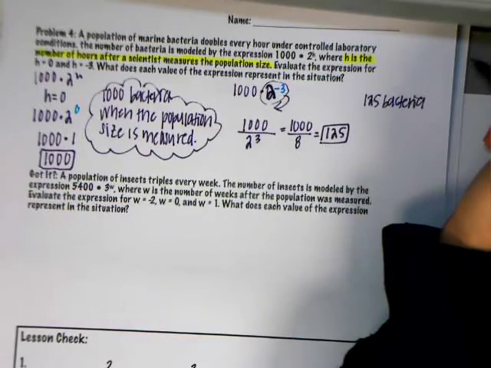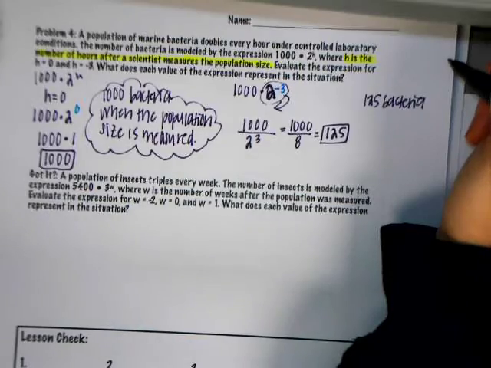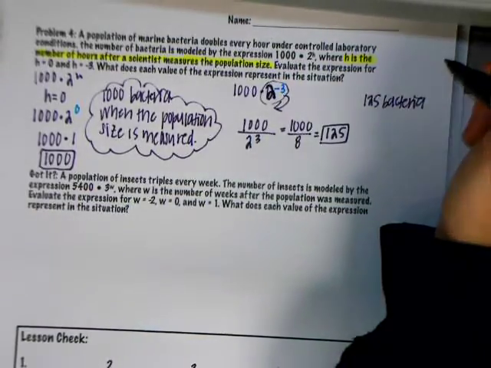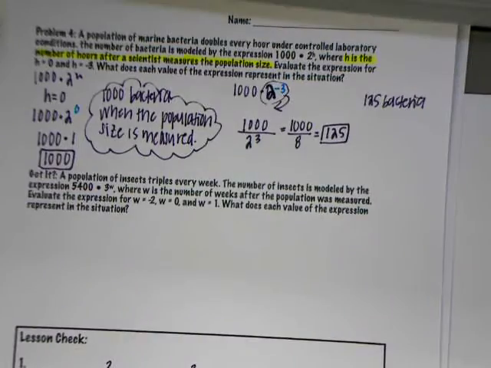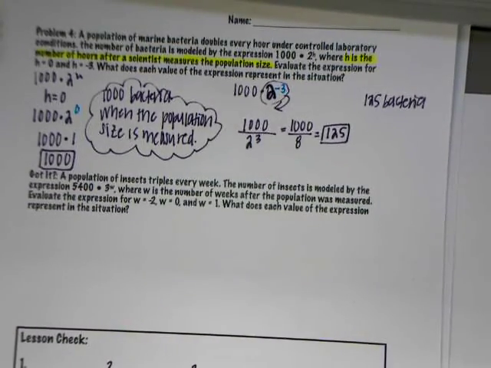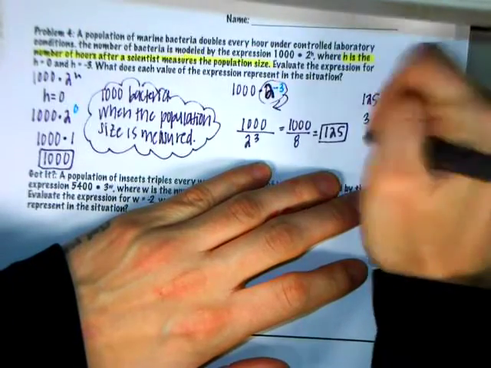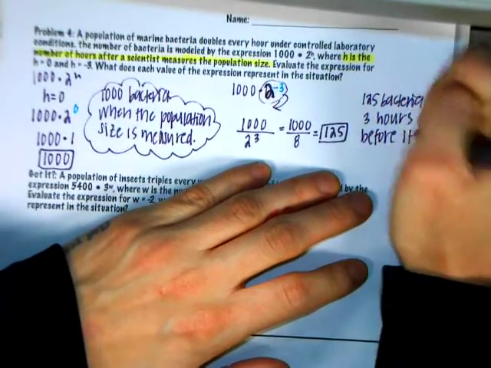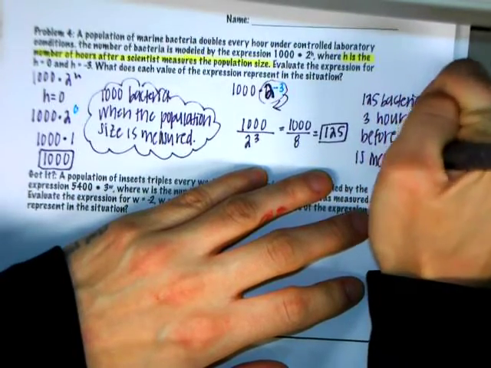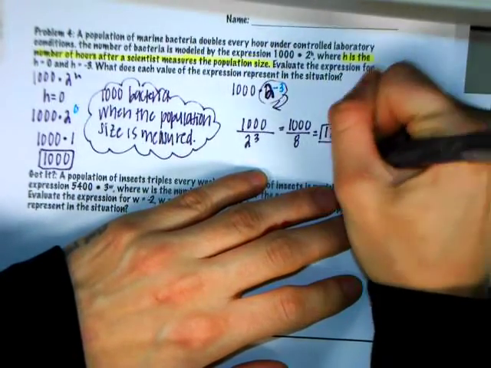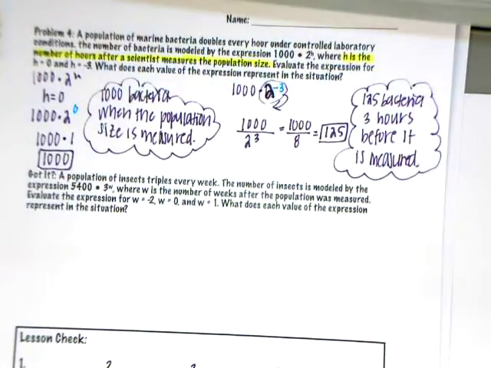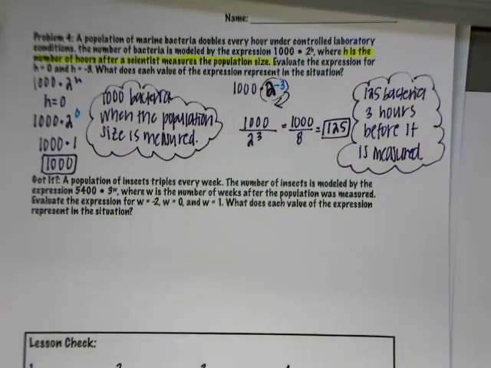So if h is negative 3, how would I phrase that? What would that be? So that would be if it's a positive 3, 3 hours after it's measured would be positive 3. This was a negative 3. 3 hours before. Yep. So 125 bacteria, 3 hours before it is measured. Okay, and then go ahead and try that last one.